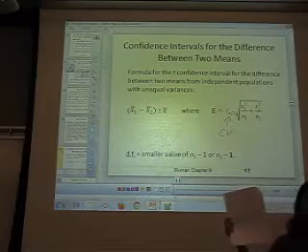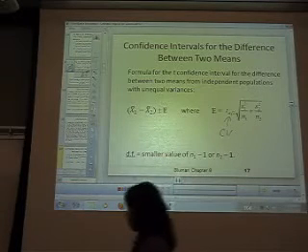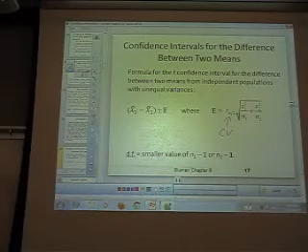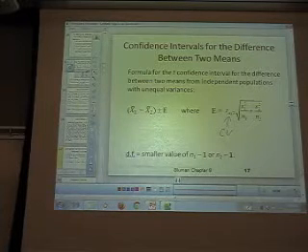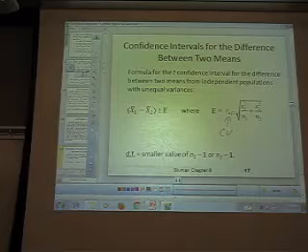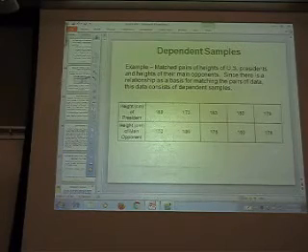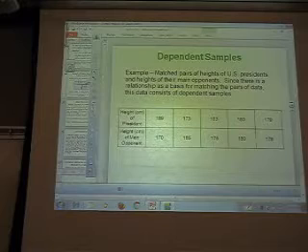Woohoo! Nice work. Good? Okay. So now we're on to the next page. Means of 2 dependent samples. Matched pairs.